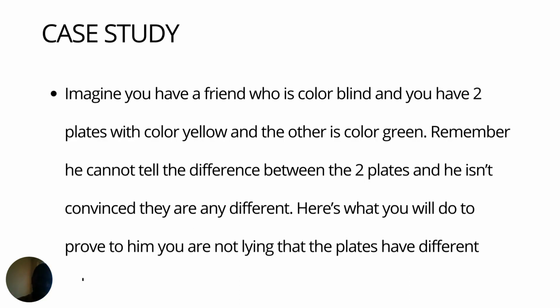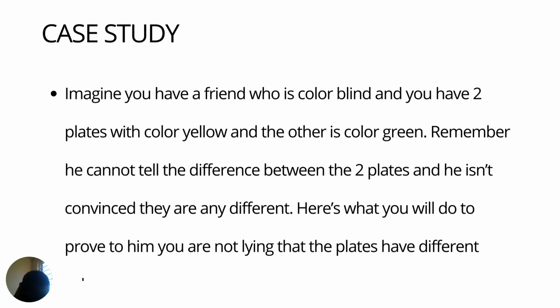So here is a case study. A case study involving a friend who is colorblind. And you're trying to convince them that actually this plate is green. You're telling them this plate is green and this other one is yellow. But remember, your friend is colorblind.